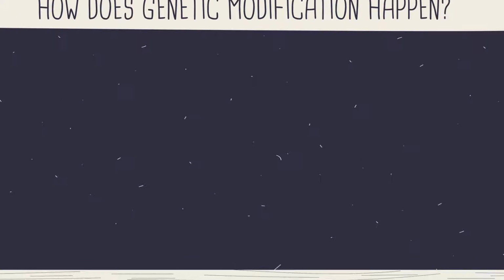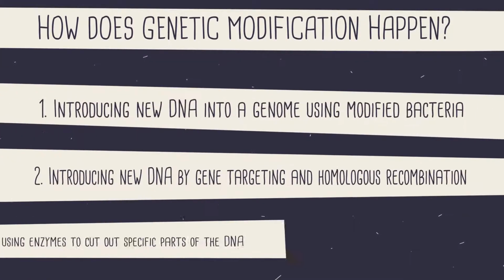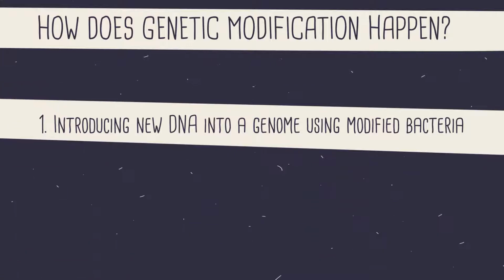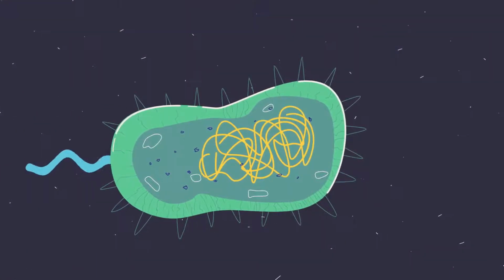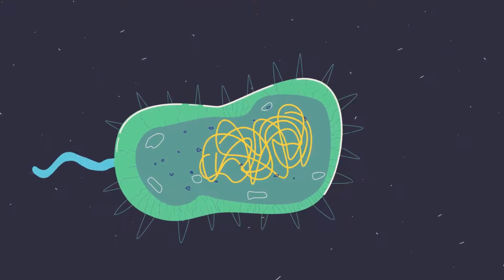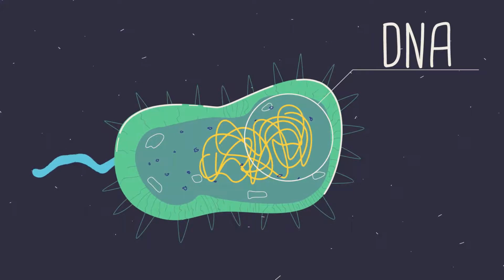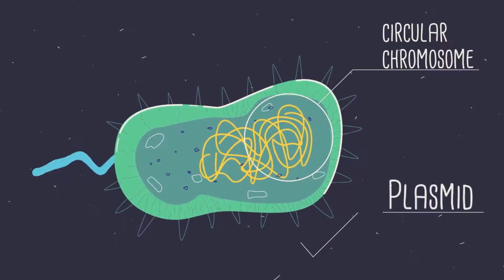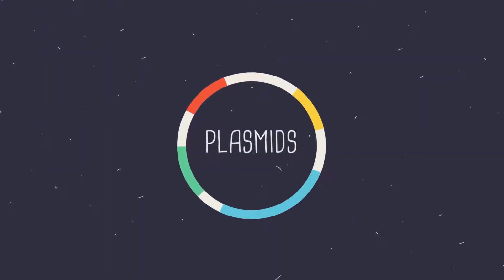Firstly, let's find out how genetic modification happens. The short answer is, there are a couple of different ways. There are several techniques that can be used to modify a genome, but the main one relies on bacteria. Bacteria are single-celled organisms that don't have a nucleus like our cells, but instead have one main circle of DNA called the circular chromosome and lots of tiny circles of DNA called plasmids. In GMOs, it's all about the plasmids.